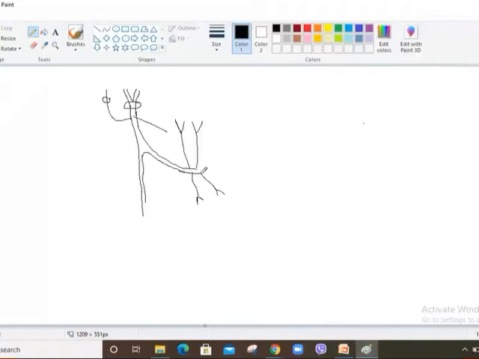Now another nerve is there. This one is known as the buccal nerve. The buccal nerve is the sensory one. So we have the five branches. So this is the buccal one.